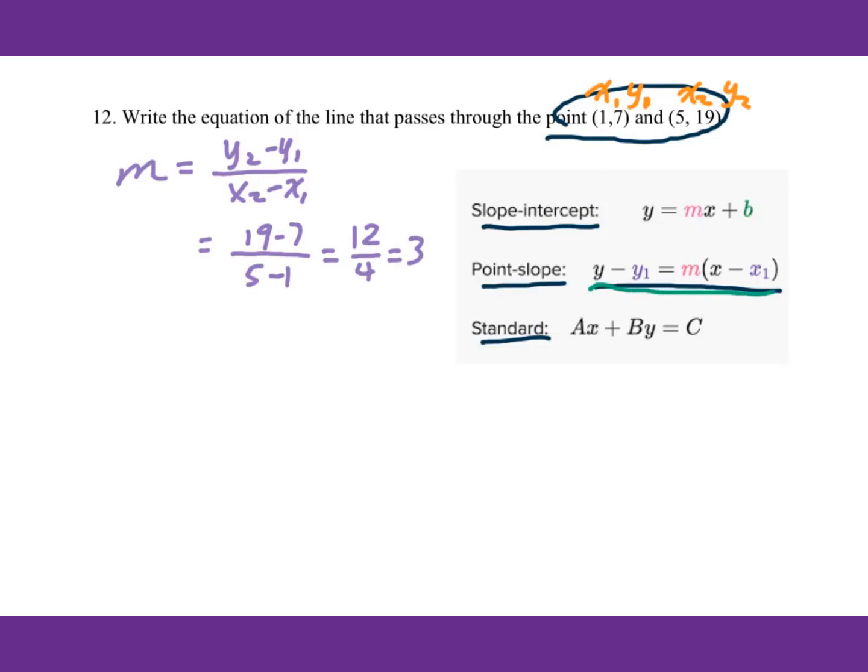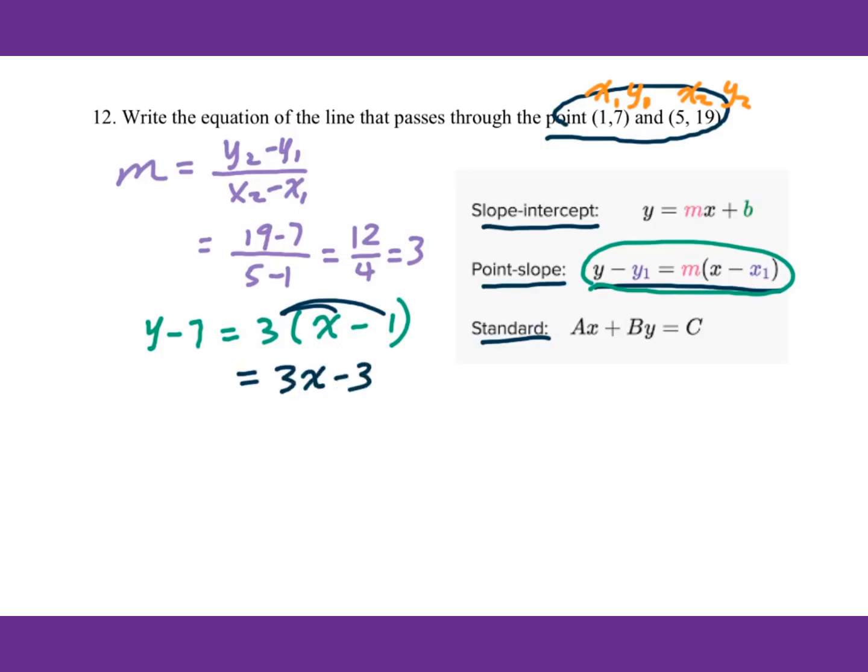Then we plug into this formula. We get y minus 7 equals 3 times parentheses x minus 1. Then you can use the distributive property to get 3x minus 3, with y minus 7 on the left side. Then you add 7 to both sides. You will get y equals 3x plus 4.